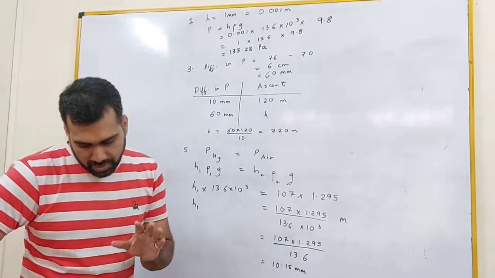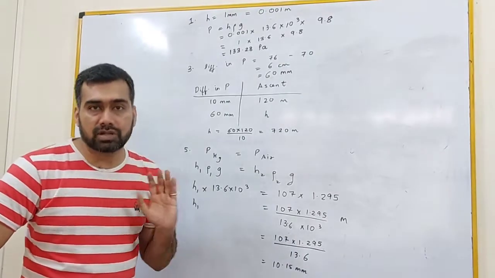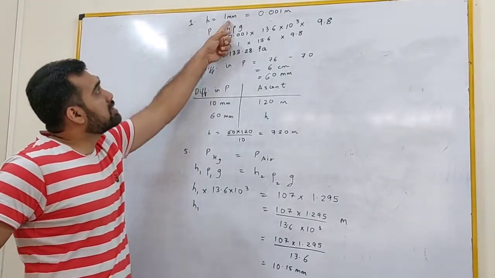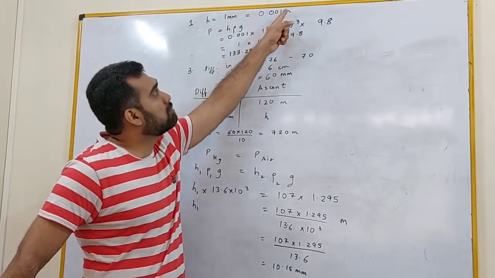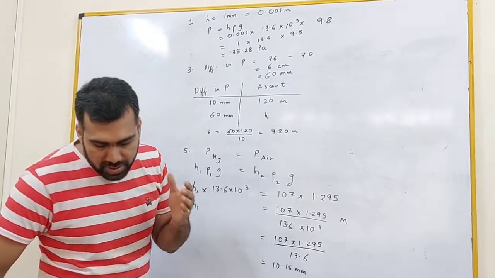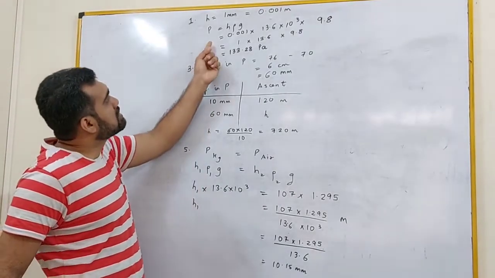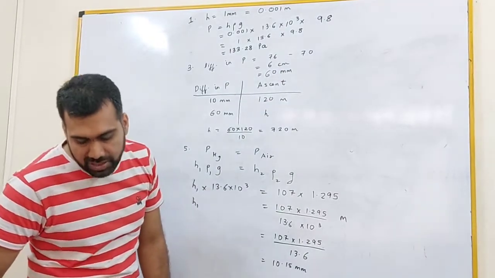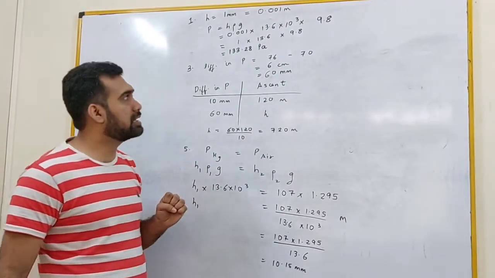Sum number 1. Convert 1 millimeter of mercury into Pascal. 1 millimeter is 0.001 meter, divided by 1000 for SI units. The density of mercury is given: 13.6 into 10 raised to 3, and the value of g is also given as 9.8. 10 would have been better.